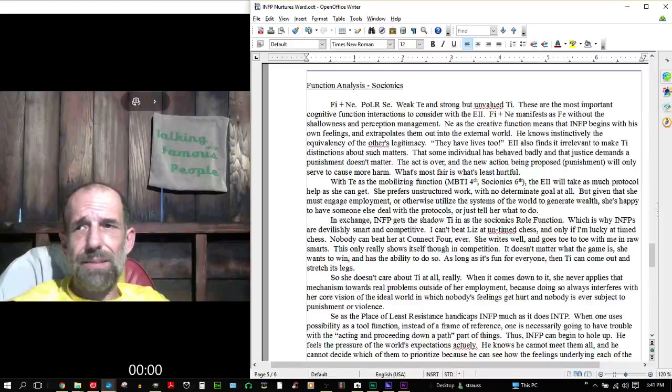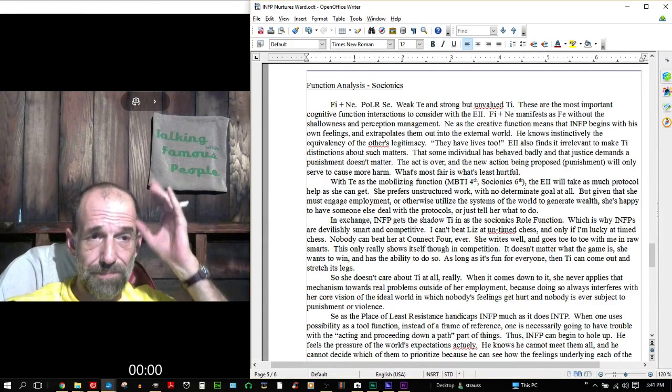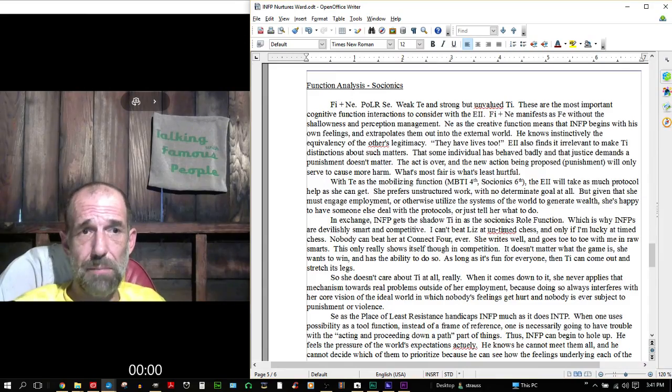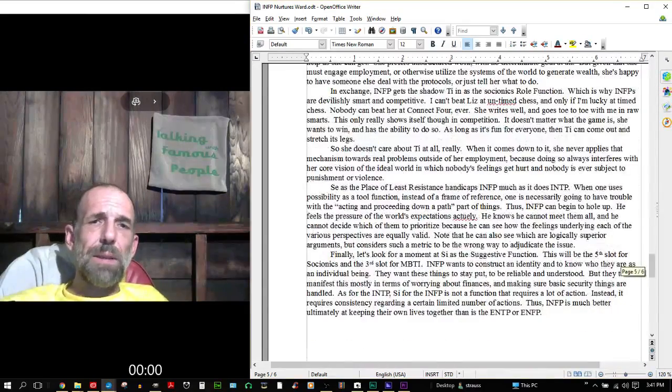You can see the difficulty that's necessarily in place when you're talking about INFPs, because they're in a world that's not really suited for their way of understanding things particularly well. They need to structure their immediate environment to attend to that. SE, as the place of least resistance, handicaps INFP as much as it does INTP. When one uses possibility as a tool function instead of a frame of reference, one necessarily is going to have trouble with the acting and proceeding down a path part of things. Thus, INFP can begin to hole up.